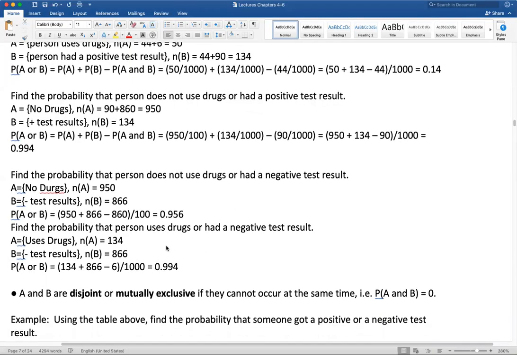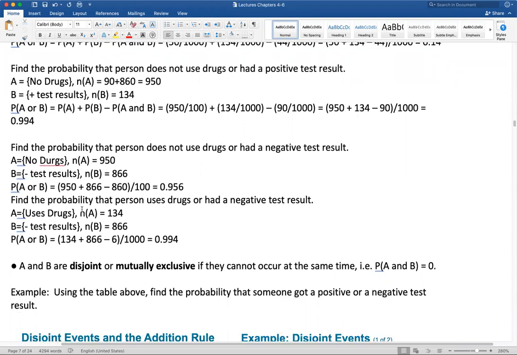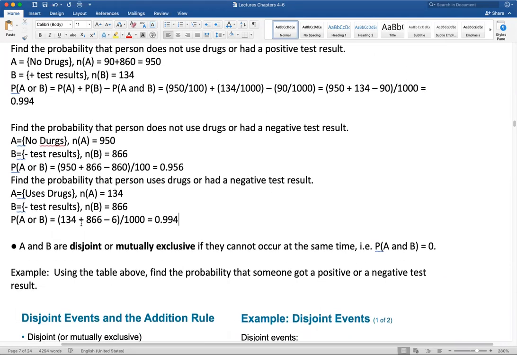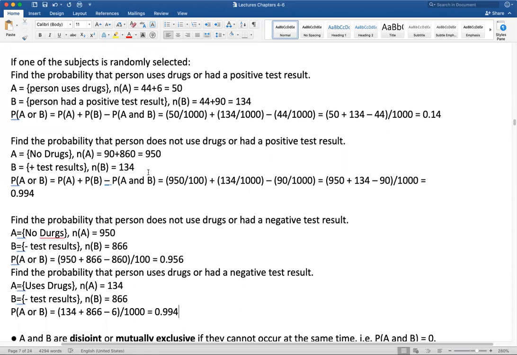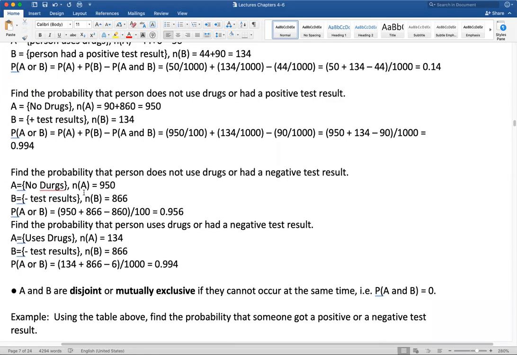I just compute the probability A or B for each of the two problems. The solution is really similar to the previous two problems. So this one: find the probability the person does not use drug or had a negative test result.